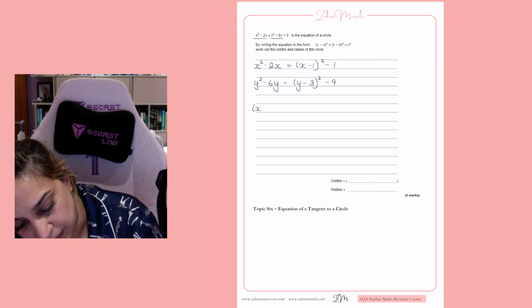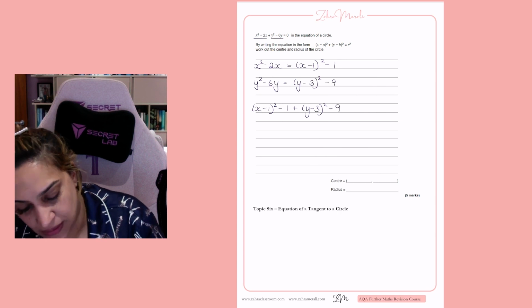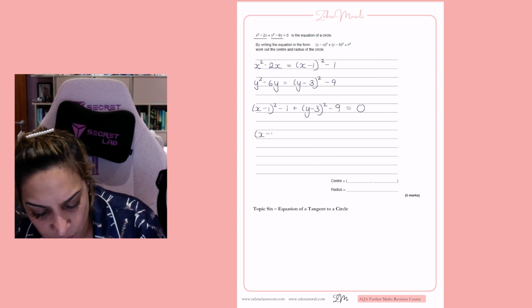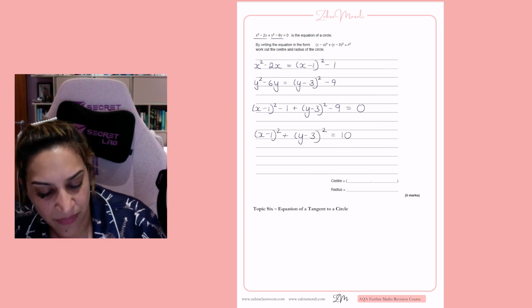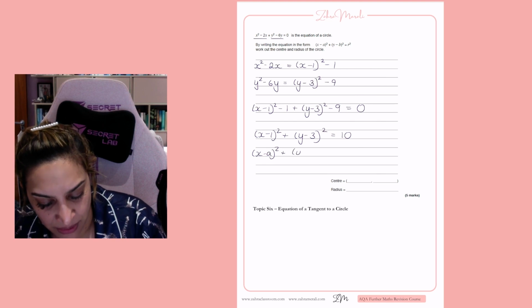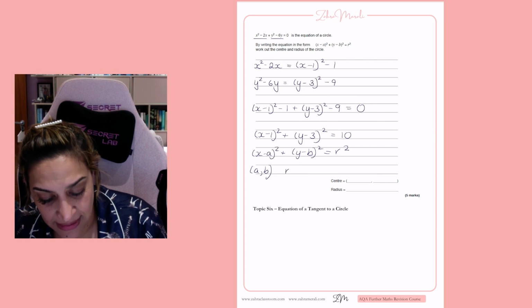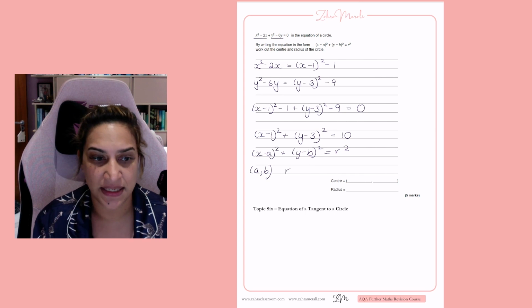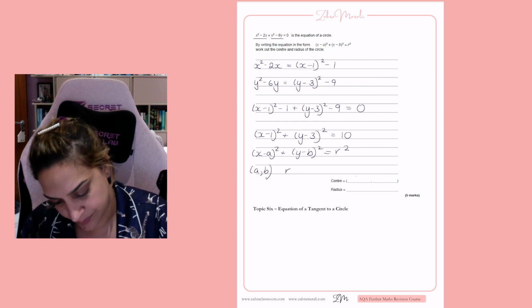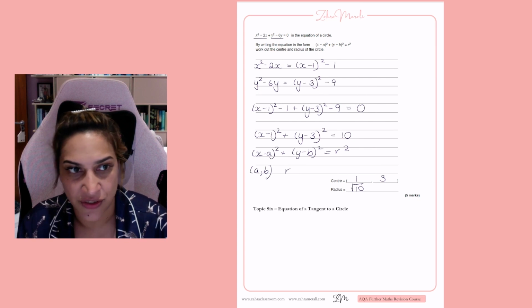Now we're going to put it all together. Equals 0. We can move the numbers onto the opposite side. And remember, x minus a squared plus y minus b squared equals r squared. AB is your center and r is your radius. So here we can see straight away that our center is 1, 3, and our radius is root 10. Okay, so now we're almost there.